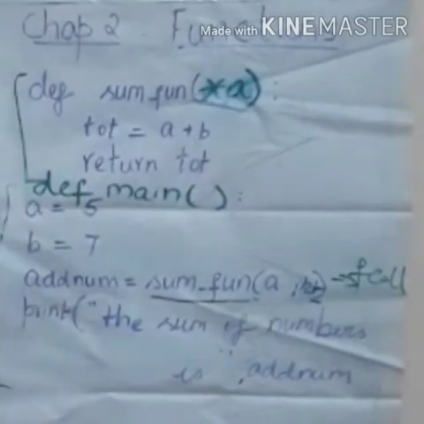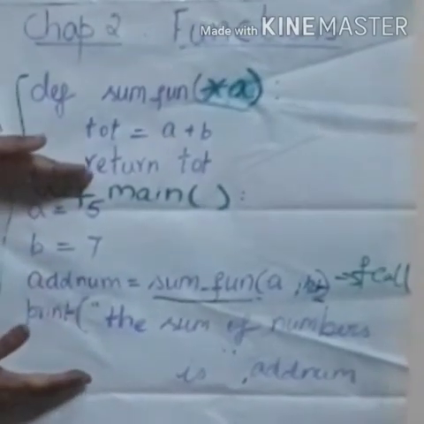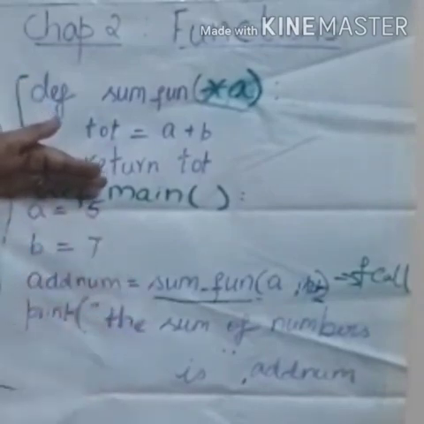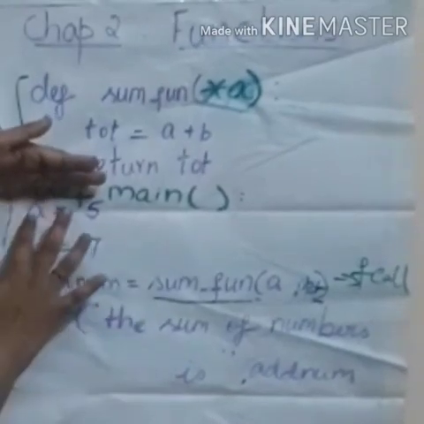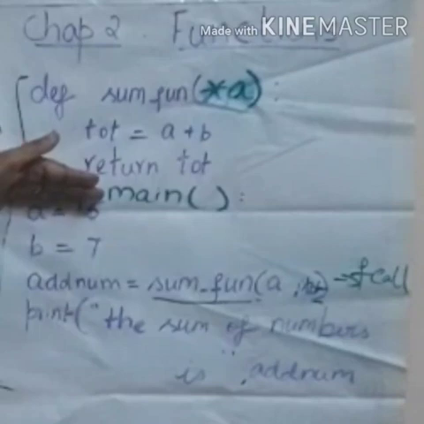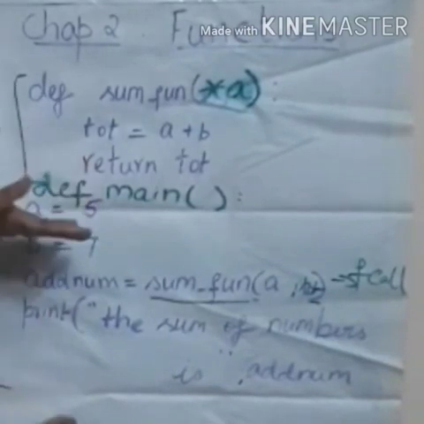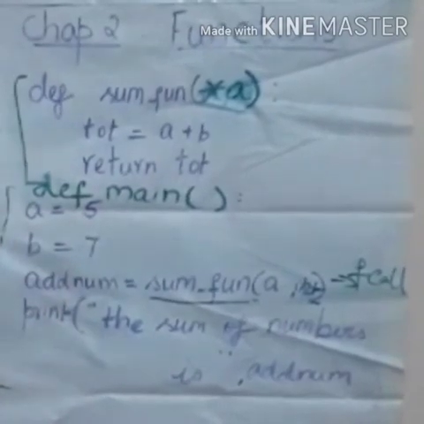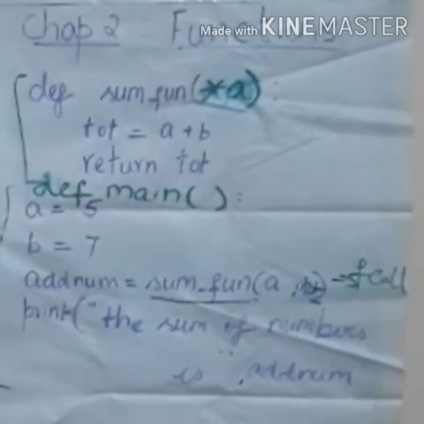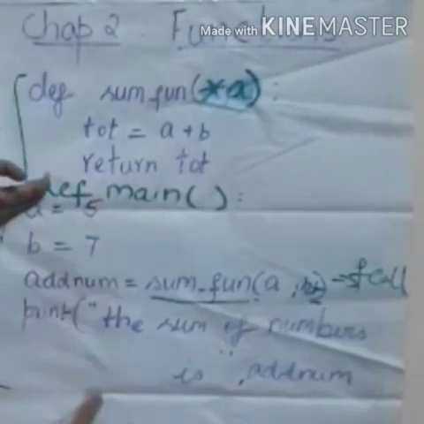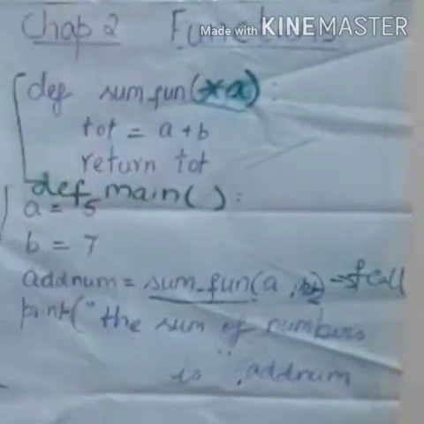Now in your program, this is your main program. In this main program, which are the variables you have used? You have used A, you have used B, and you have used add num. All these variables which you define under the main program come under the category called global scope. Global means these variables' lifetime will be in the program as well as in the function.